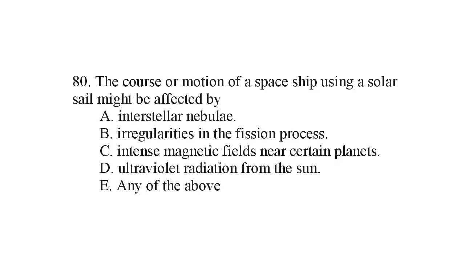Here is an explanation for the answer to final exam question number 80 in Alternative Energy Demystified, 2nd edition. If you have the printed book, you'll find it on pages 328 and 329. We're talking here about a spaceship that uses a solar sail.